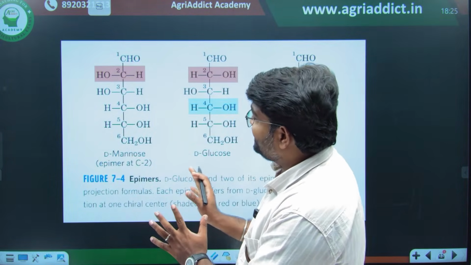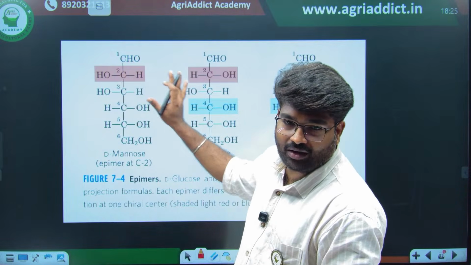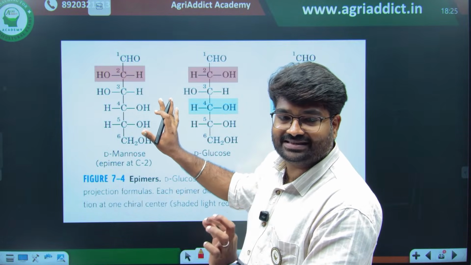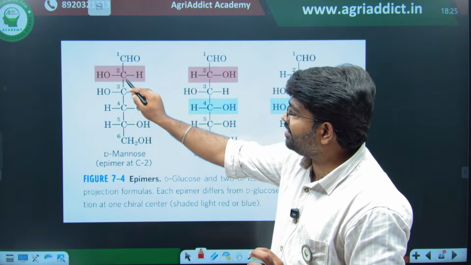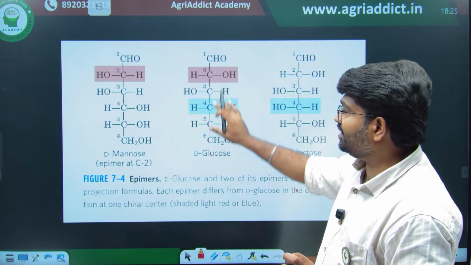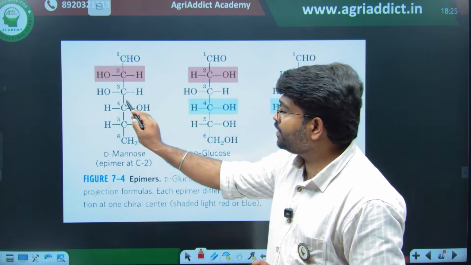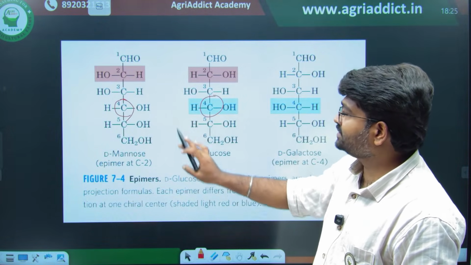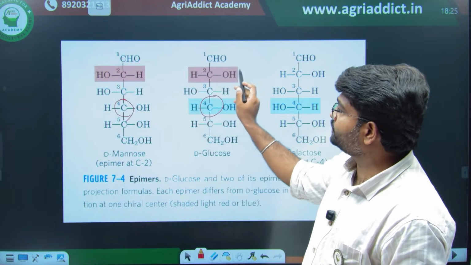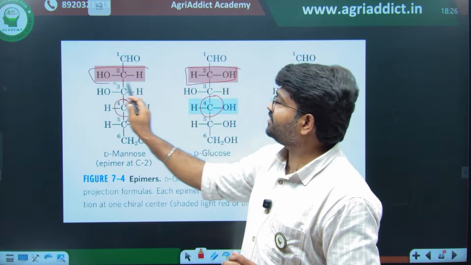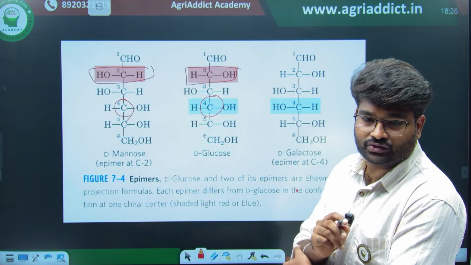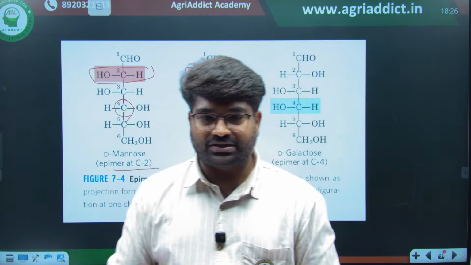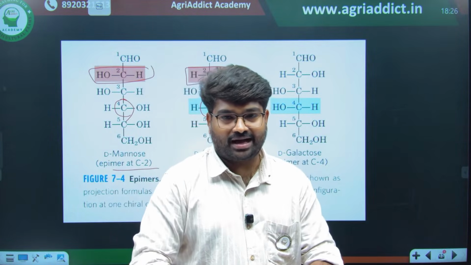So, epimer means what? Two different molecules that differ only at the chiral center of a single carbon. For example, these are all chiral carbons of mannose, and these are chiral carbons of glucose. If you see carbon 4, it is the same, but at carbon 2, the arrangement of H and OH differs. So, glucose and mannose are epimers at carbon 2. This is a repeated question.